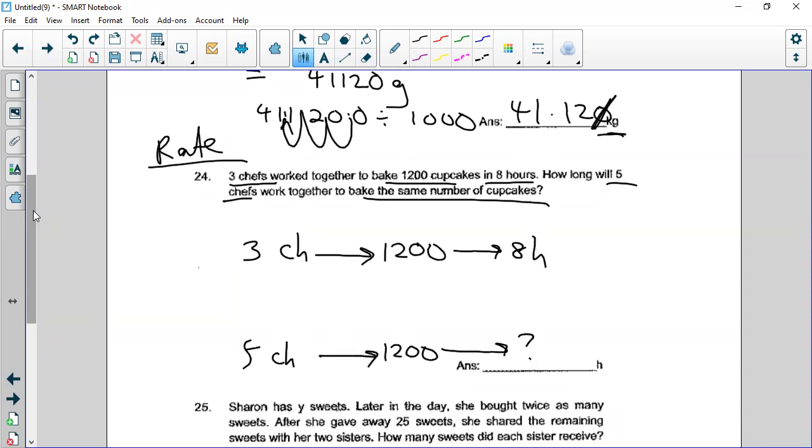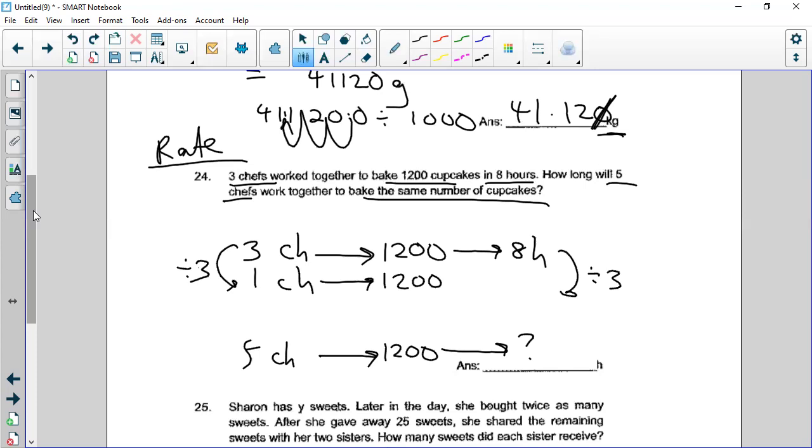Okay, now this one, pay attention. There's something very important here. You want to find 1 chef, right? So Ms. Tong told you before, you divide by 3. And then you want to keep the cupcakes the same because you want the same number of cupcakes baked by 5 chefs. Did anyone also divide by 3? I think you divide by 3, right?